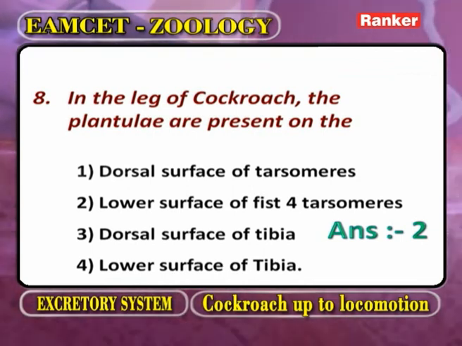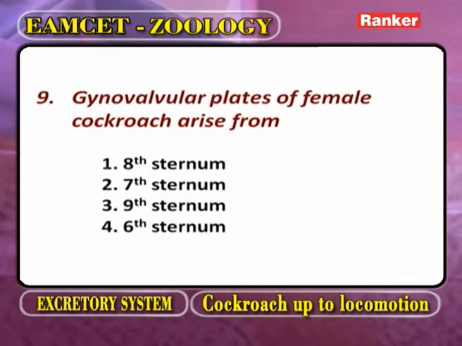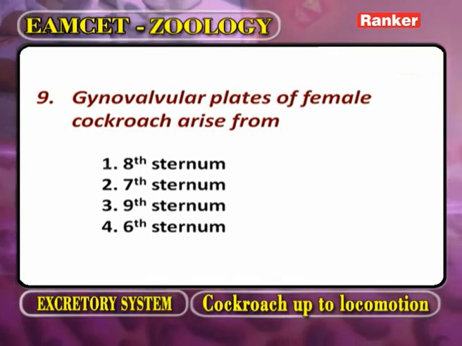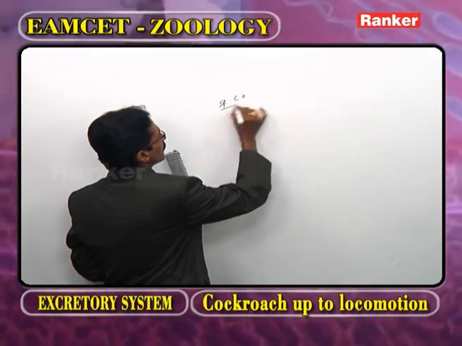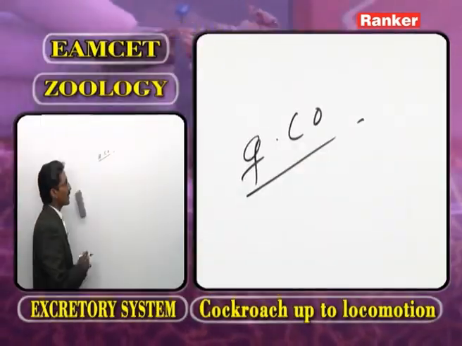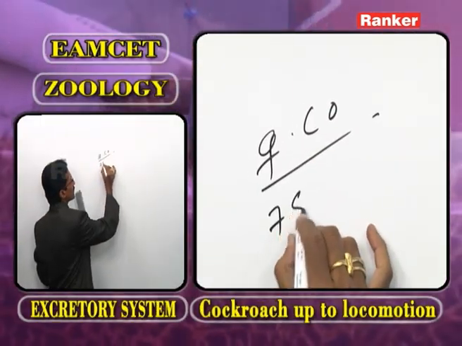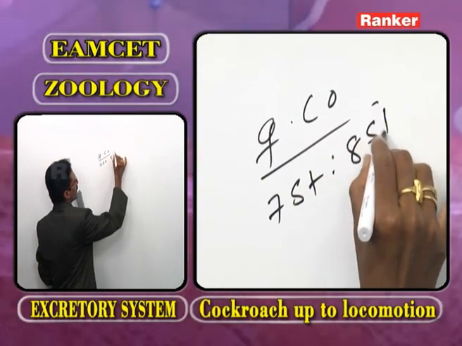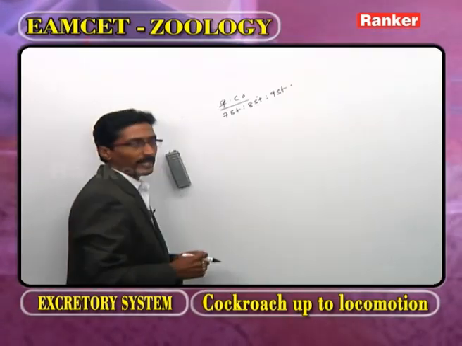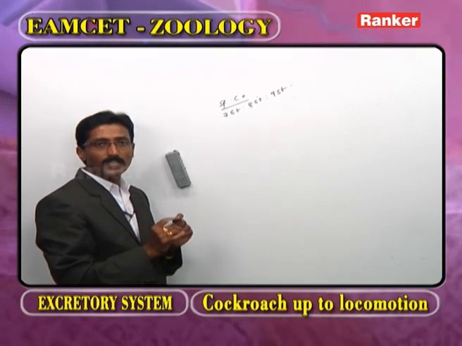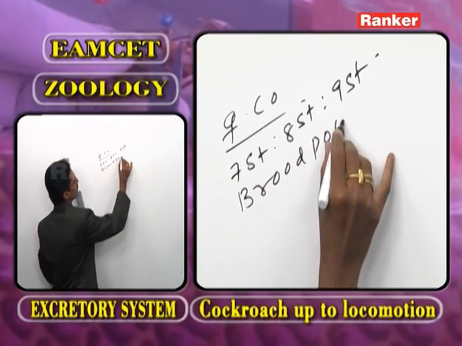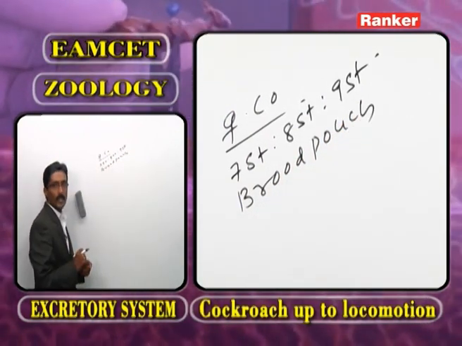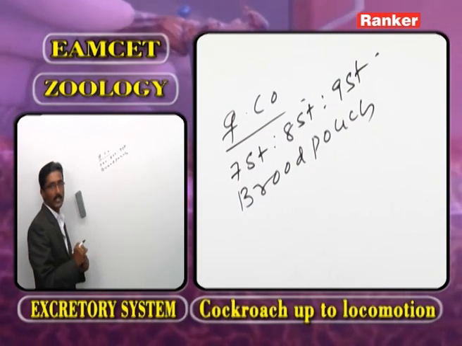Now, the next question. Gynovalvular plates of female cockroach arise from. Now, as we observe the female cockroach, the 7th sternal plate, 8th sternal plate, 9th sternal plate, these 3 sternal plates unite to form a brood pouch. Now, what is meant by brood pouch? It is a box-like structure.